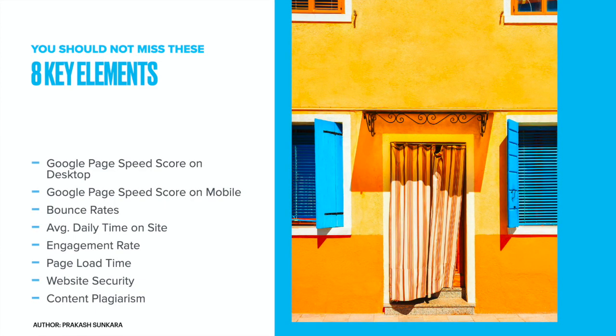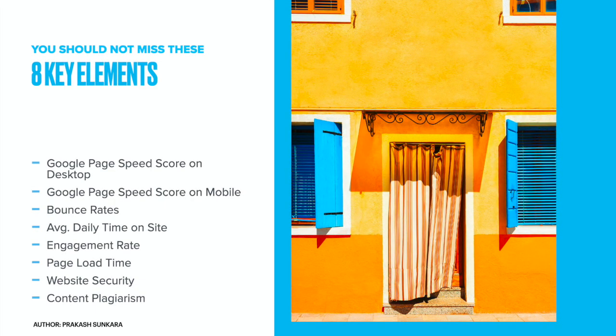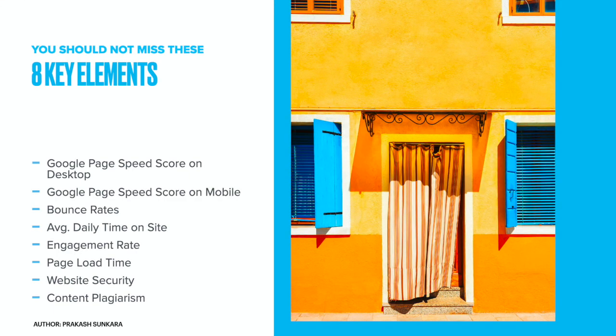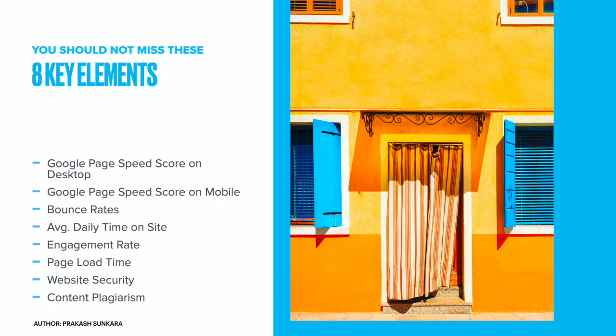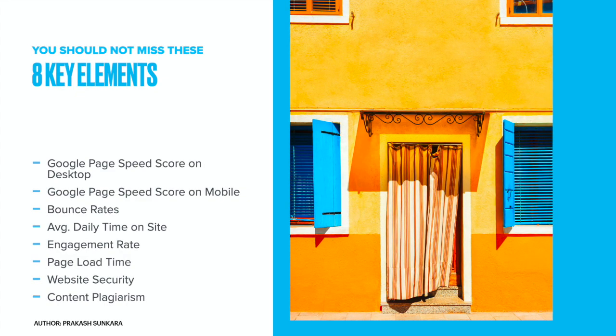The seventh element is website security. People will hesitate to transact on a website that does not seem secure. Last but not least, one of the vital elements Google will consider on user experience front is content duplication. You should ensure that the content on the website is unique.